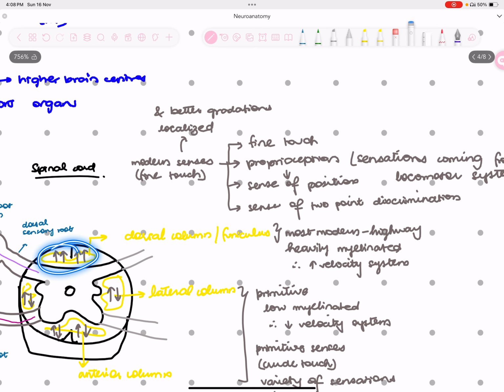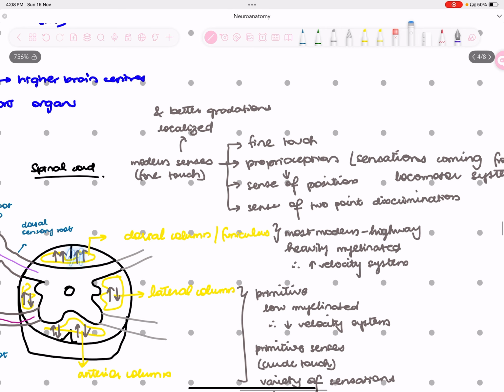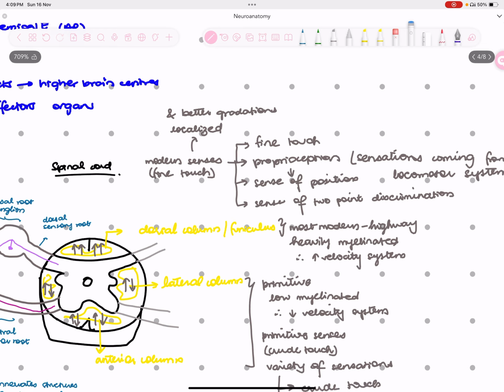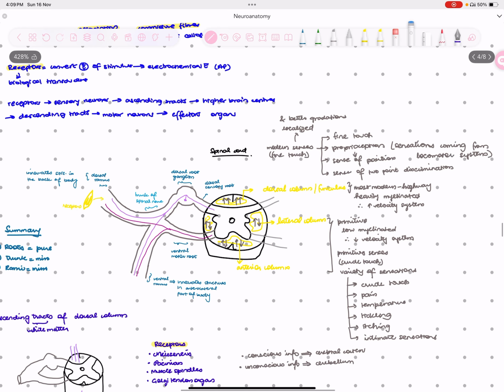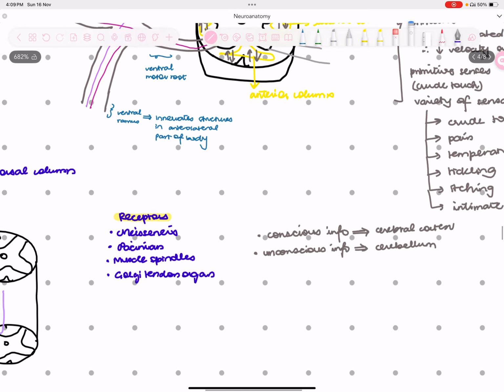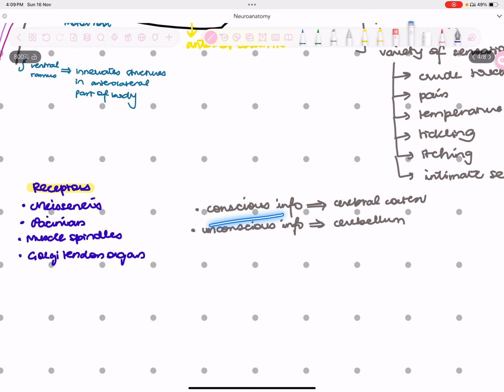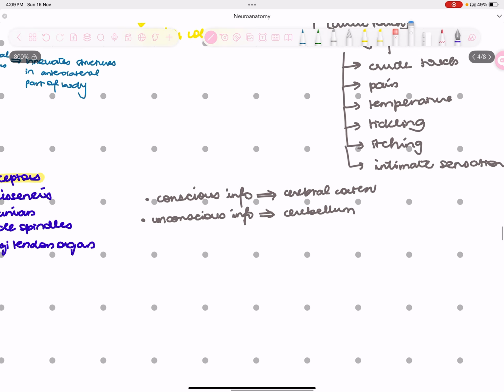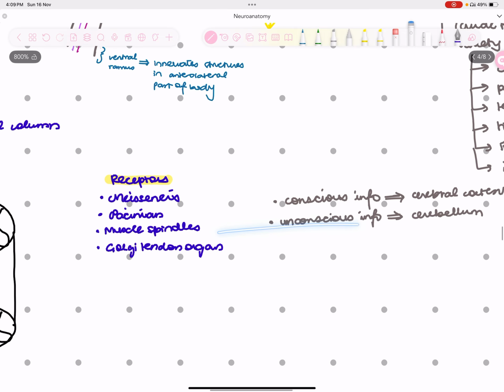The dorsal column is more modern, so it's a highway. It's high velocity because it is highly myelinated, and it has only ascending tracts going in it. It has modern sensations such as proprioception, sense of position, fine touch, and two-point discrimination. So now we're clear with this. Moving forward, I already told you that conscious information goes to your cerebral cortex, and unconscious information, which your body doesn't need to deal with consciously, goes to your cerebellum. For now, you need to know that.